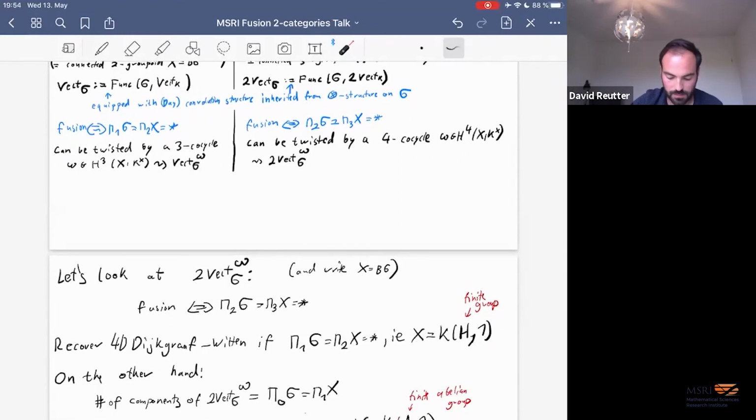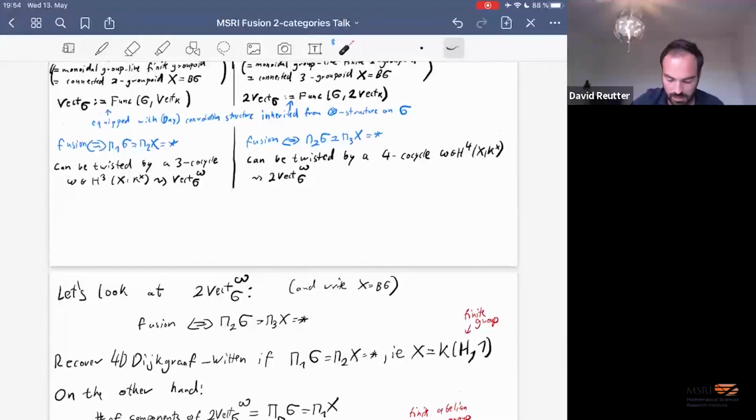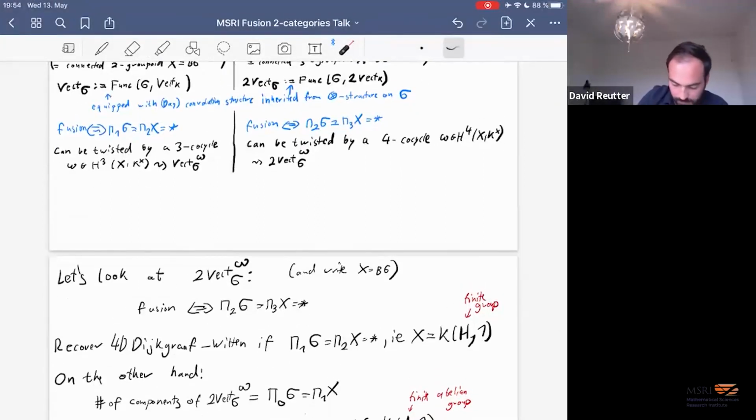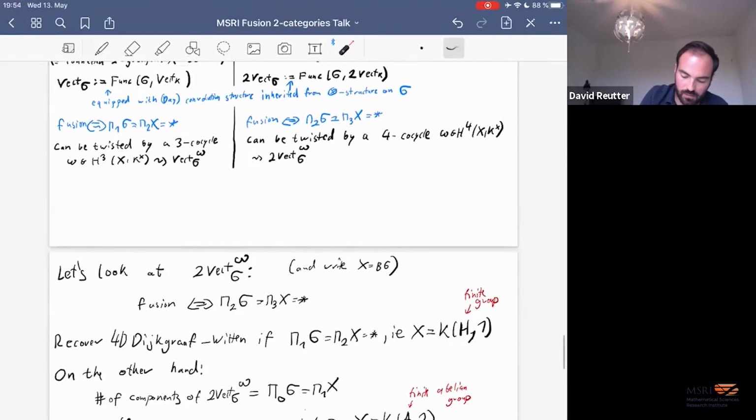But of course, we could do something else. The other thing we want to do now is, rather than saying pi 2 is trivial, we want to say pi 1 is trivial. So how can we understand pi 1? Well, if you look at it, you'll notice that the number of components of this category as a semi-simple category is just pi 1 of X.